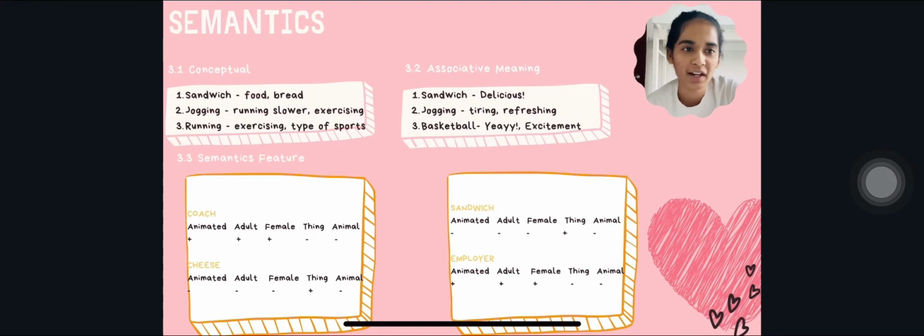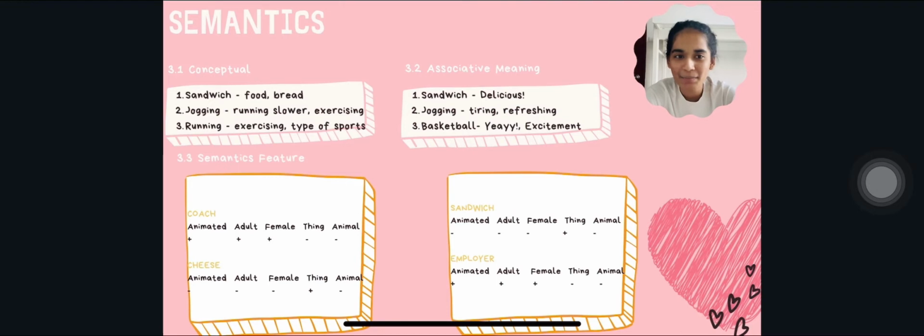So I've got here a few examples, which is the coach. Coach can be in animated form, which means it's like a comic version, and it can also be an adult. Obviously it's going to be adult. And we have a female coach as well in this world, and coach is not a thing, it's obviously a human. Coach is a human and obviously not an animal.